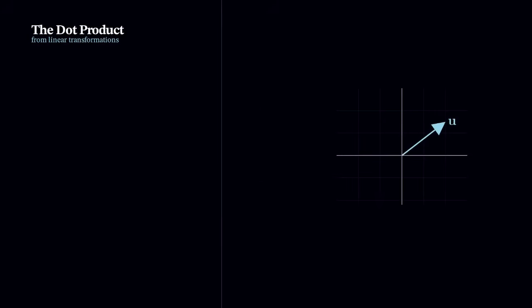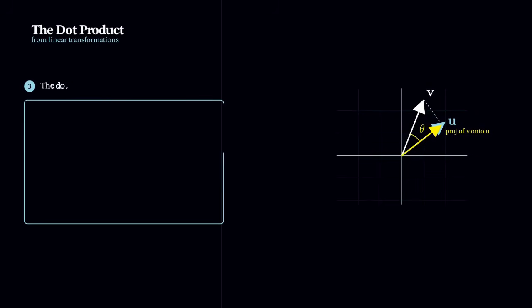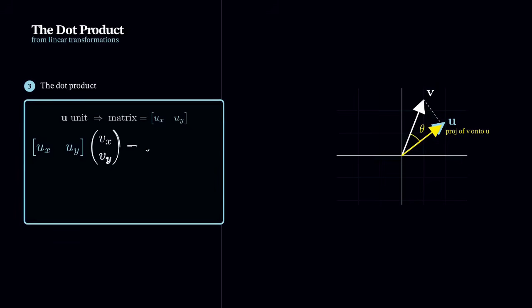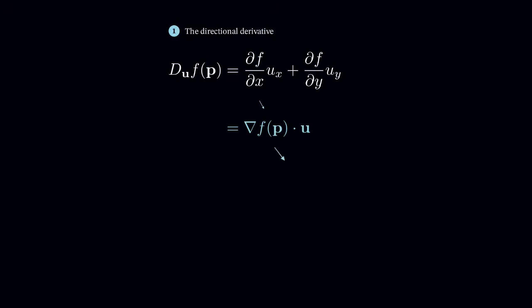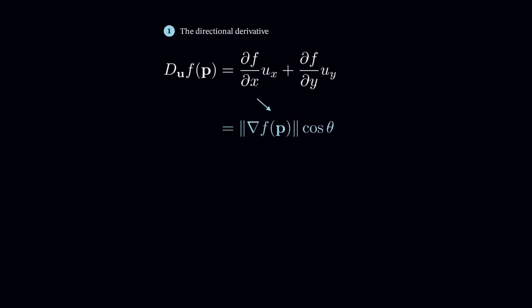So the projection length of projecting v onto some vector u is given by u of x times v of x plus u of y times v of y. This projection length can also be written as |u||v| times cos theta. This algebraic structure is called the dot product. Now, going back to the directional derivative, we can recognize this same structure here also. Using the projection length formulation, we get this.